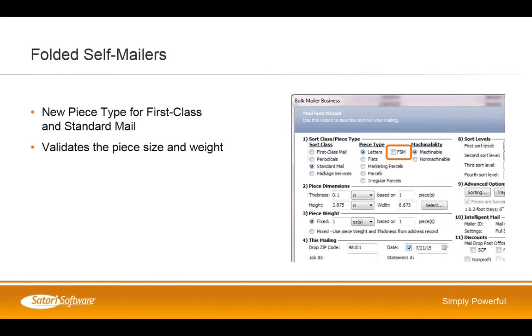If you're using the Power Wizard, it's available there as well. You'll select your letter size piece, and then the checkbox there for folded self-mailers. This is available for standard mail and first class mail, so you'll see that option on both screens. Cool.